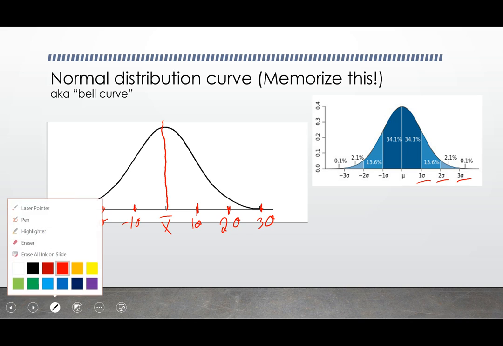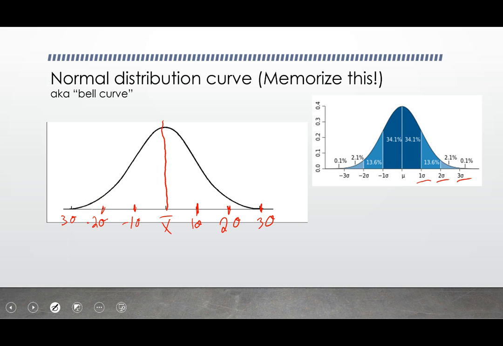Let me see, can I change my color real quick? Let's go with blue. So that's the number line aspect. Right in the middle, at the peak, is the mean, which is the center. And then each little tick mark is a standard deviation: 1 standard deviation, 2 standard deviations, 3 standard deviations in both directions, left and right.